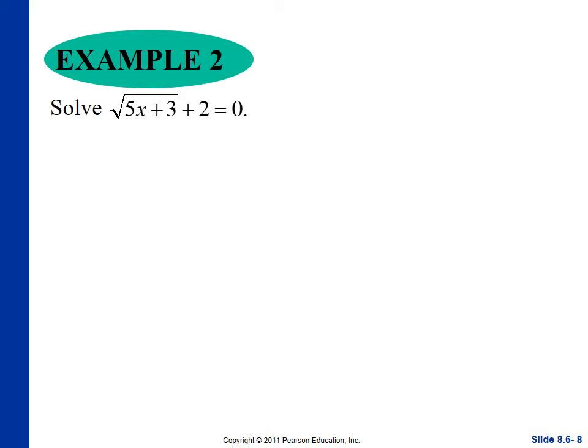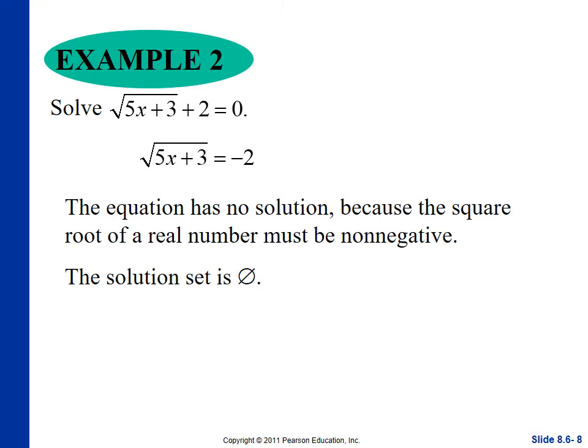Okay, so here we have the square root of 5x plus 3 plus 2 equals 0. Taking a look at this again, we want to first isolate the radical. So we're going to subtract 2 from each side. We get the square root of 5x plus 3 equals negative 2. We're going to stop right there, because this has no solution: the square root of a real number must be non-negative. So the solution set is the empty set.